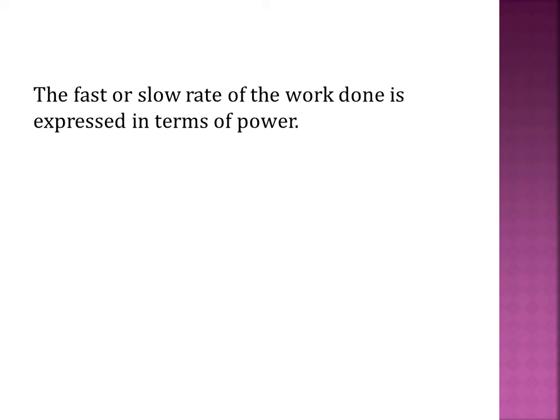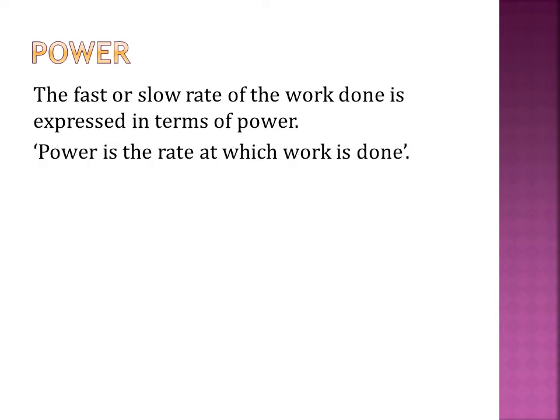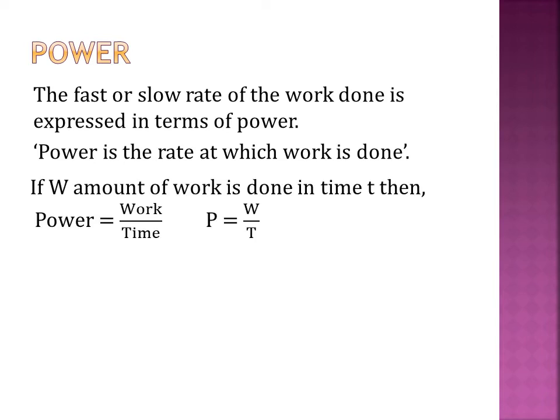In the last two examples, we have seen that the work done can be slow or fast. Thus, the fast or slow rate of the work done is expressed in terms of power. Power is defined as the rate at which work is done. If W amount of work is done in time t, then power is equal to work upon time. Therefore, P is equal to W upon t.